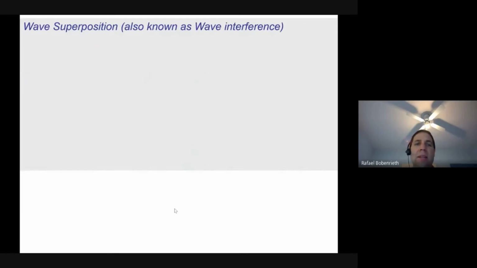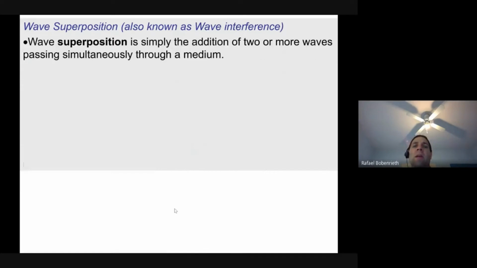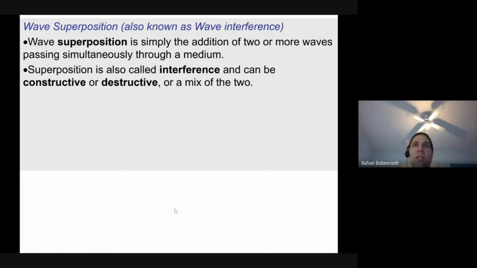So the key idea here is something called wave superposition, also known as wave interference. And it's simply the addition of two or more waves passing simultaneously through a medium. So if two or more waves meet at the same point in some matter, they are going to interfere with each other in some way. The two extreme cases of this are things we call constructive interference and destructive interference. Constructive is one extreme, destructive is the other, and we're going to talk about both. Notice that wave interference can be either completely constructive, completely destructive, or a mix of the two.